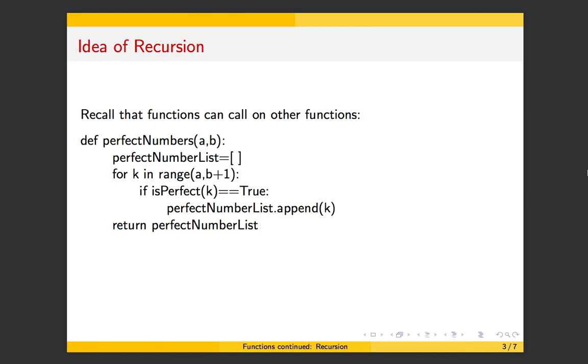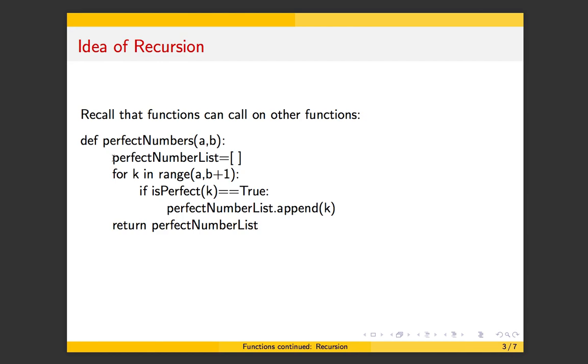So let's start with the idea of recursion. So recall from a previous video and previous examples that functions can call on other functions if they want to. So this is a function from a previous video. It was a perfect number calculator within a given range. So you input A and B, and what this function did for you was calculate all perfect numbers between A and B, and then returned that as a list to you.